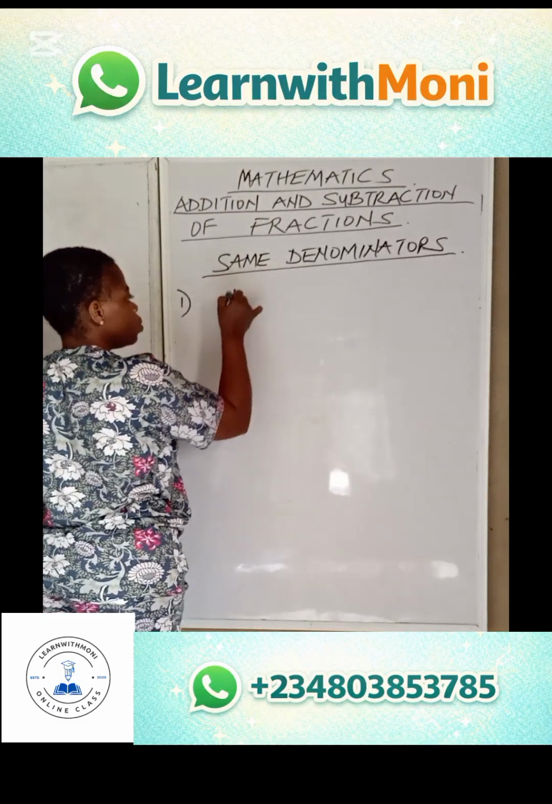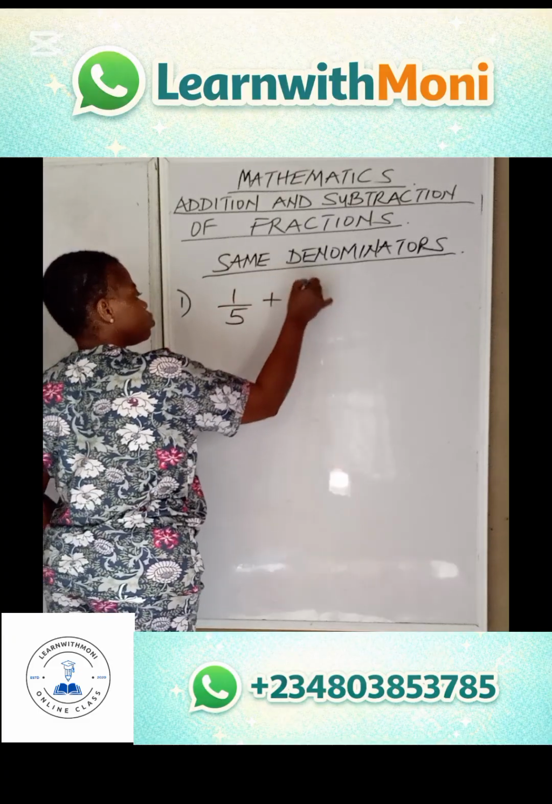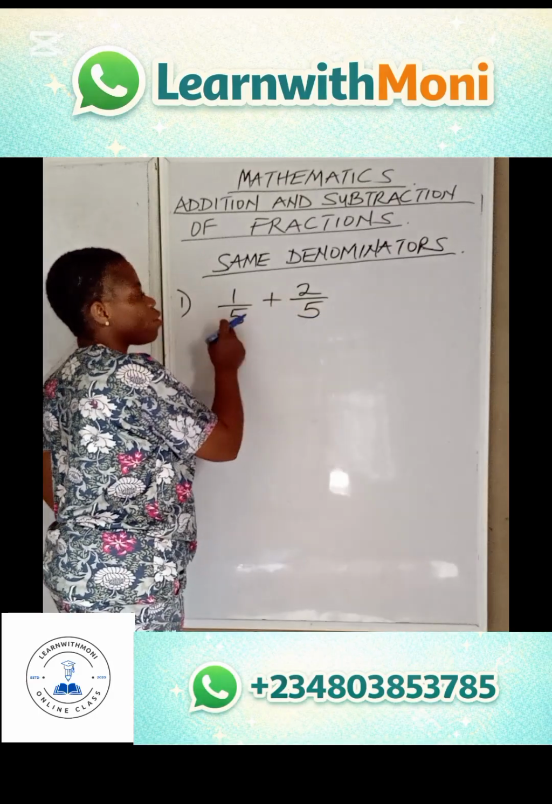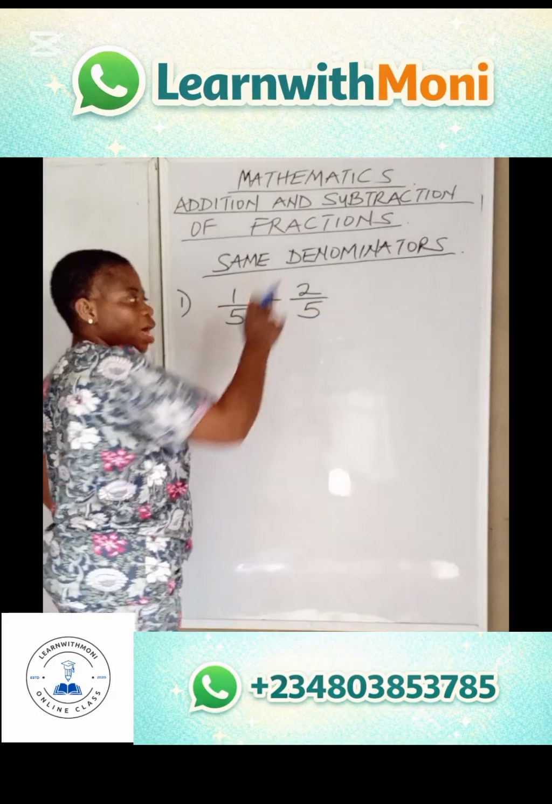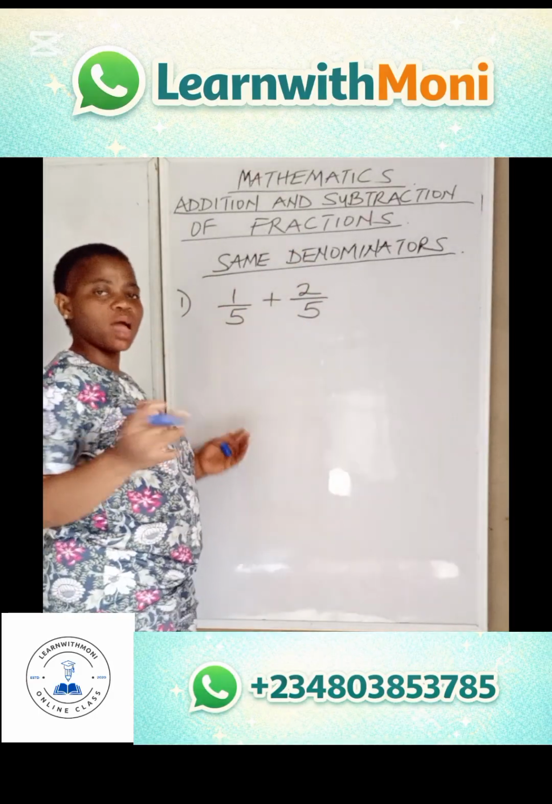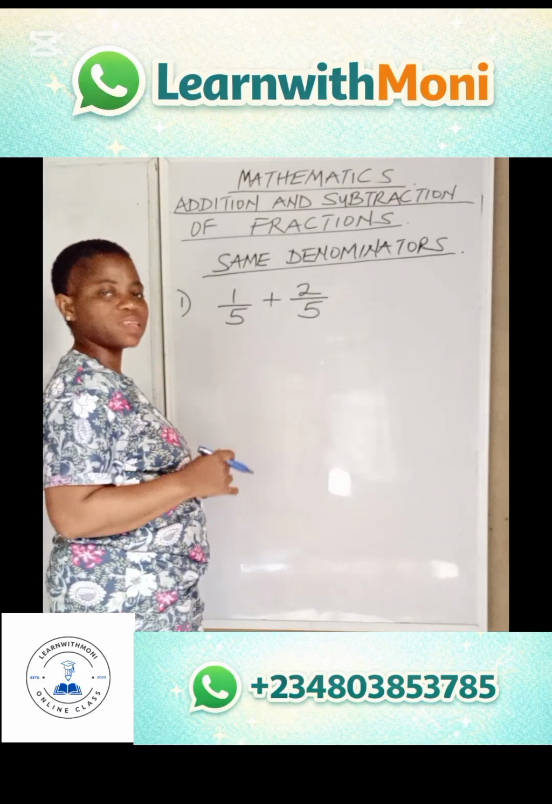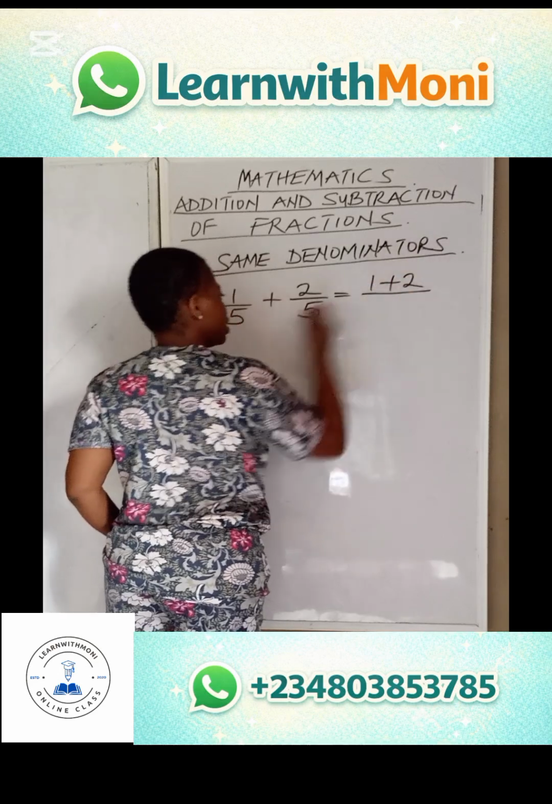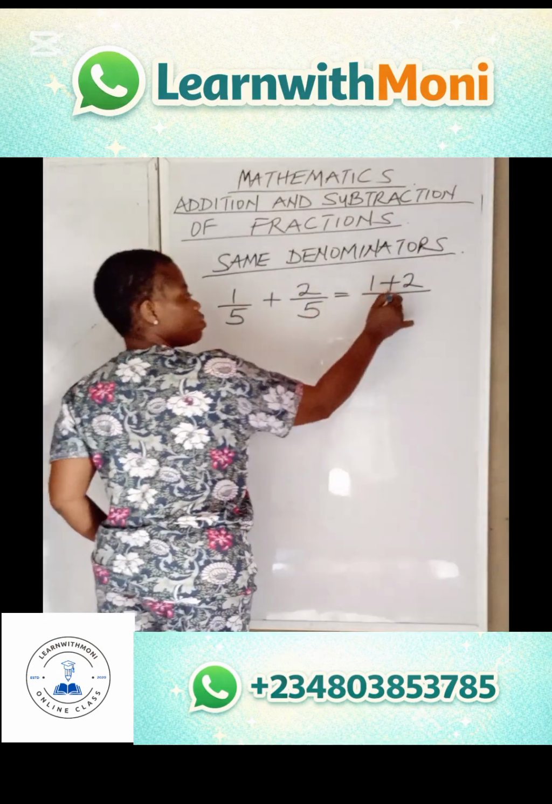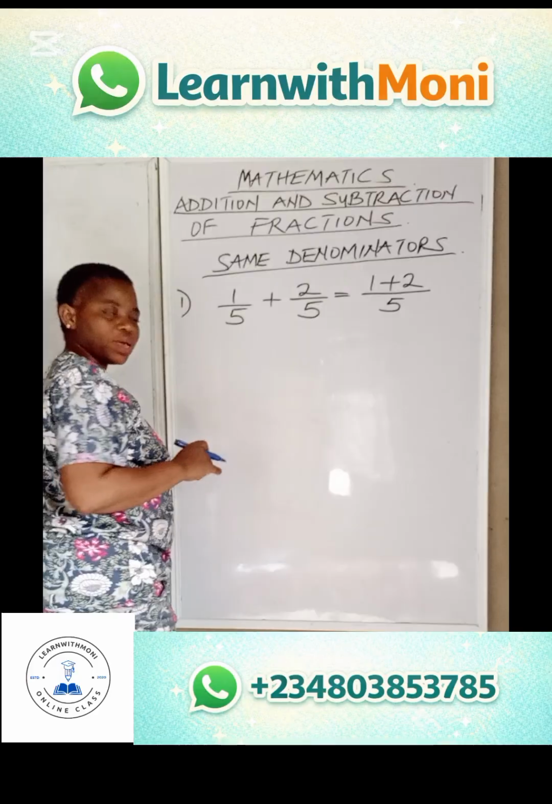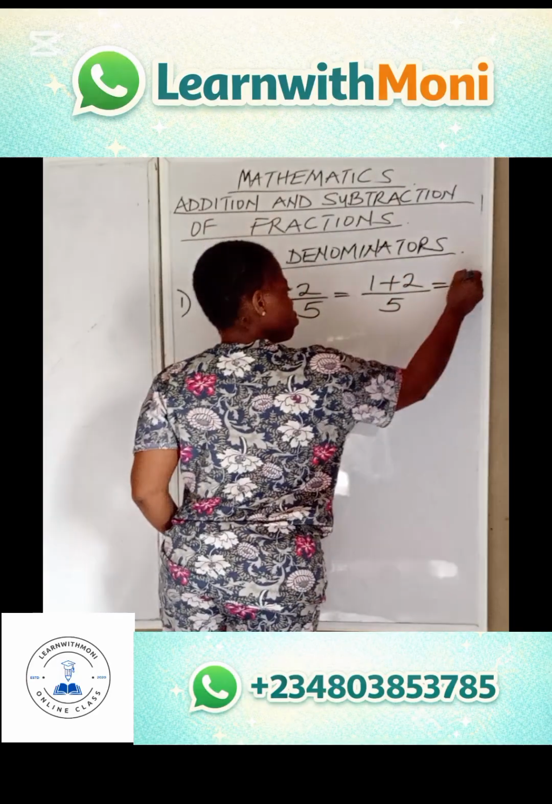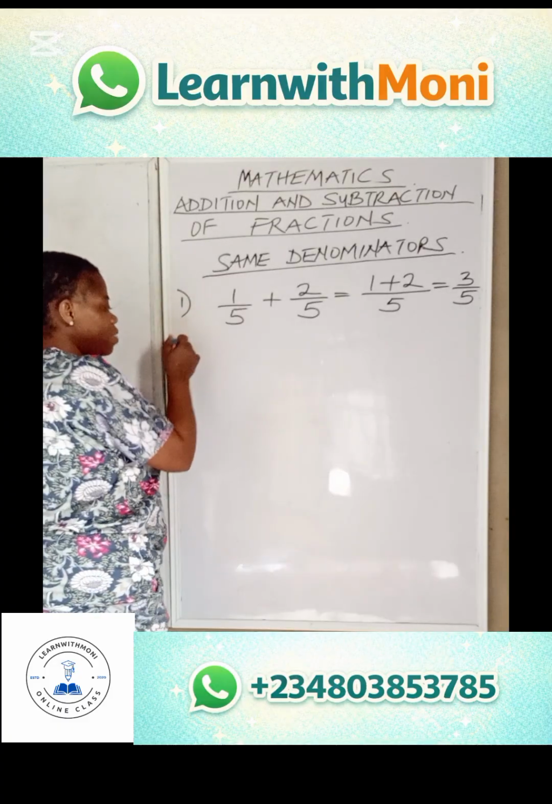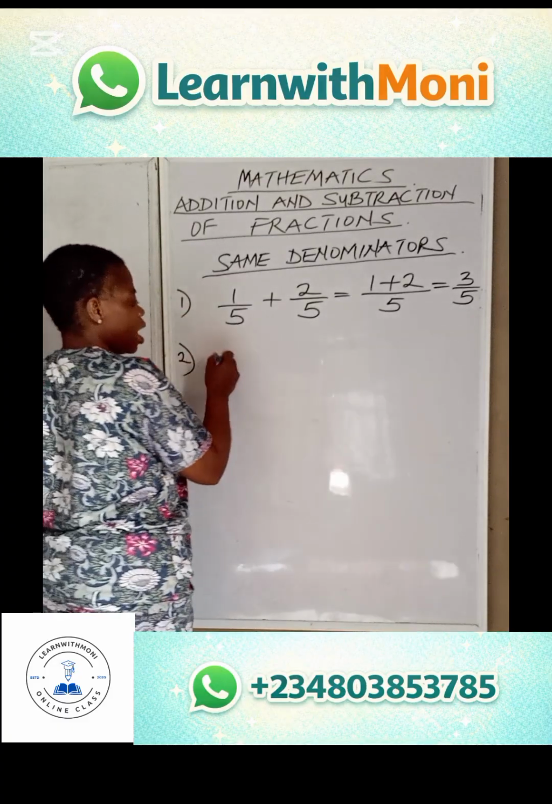Like when I have 1 over 5 plus 2 over 5. Since both of them are taken out of 5, this is 1 out of 5, and this is 2 out of 5. They are fractions from the same size. So we just go ahead to add the numerators. That is 1 plus 2, everything over 5. So both of them are over 5. And in this case, this is equal to 3 over 5. It is that simple.